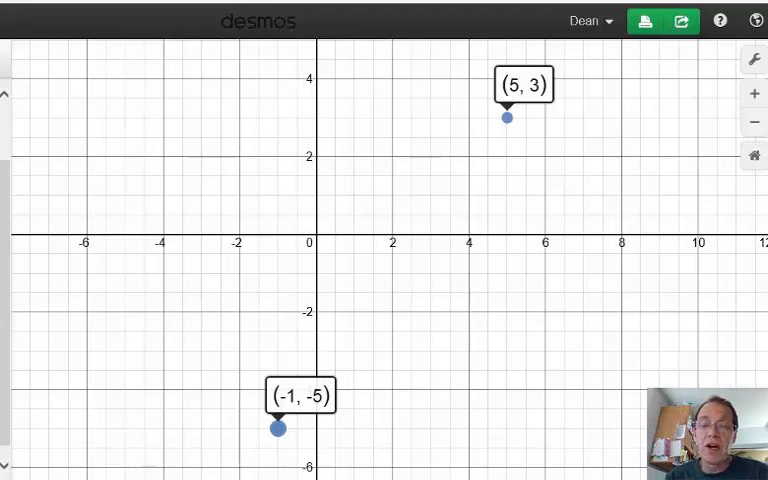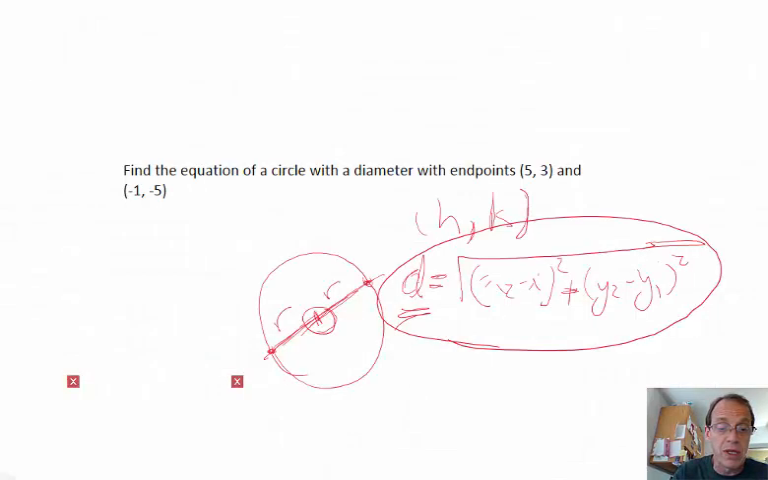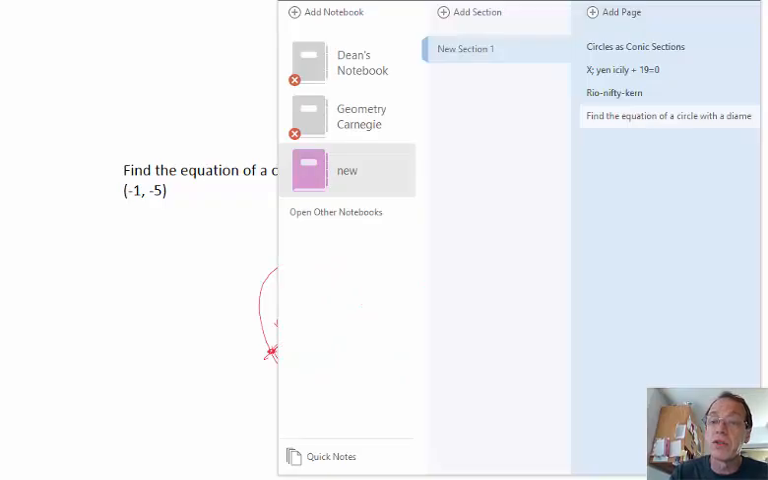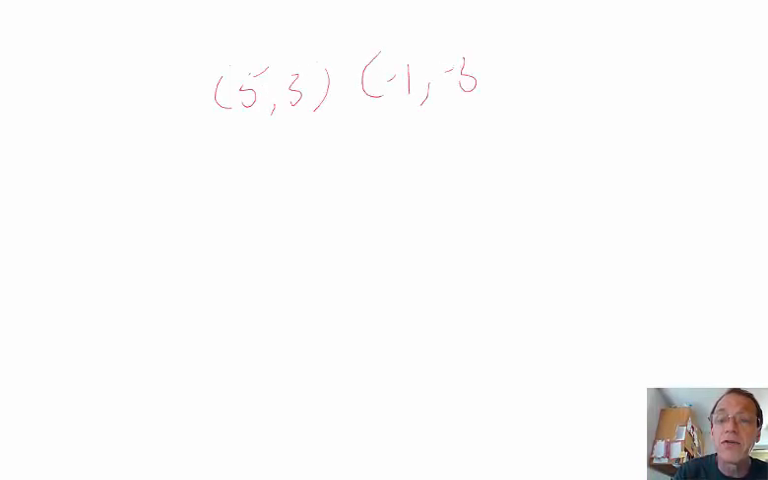And so the first job is to find the midpoint between those 2 points. So let's go do that real quick. Let me go to a new page here. And so we're going to do the midpoint between those 2 points. Those 2 points were (5, 3) and (-1, -5).